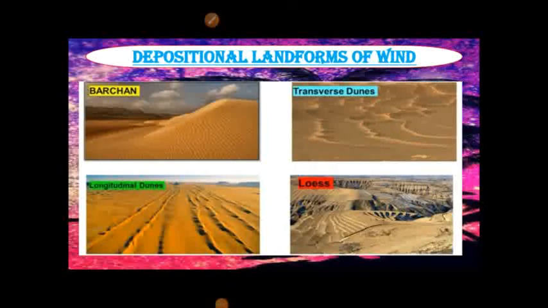Transverse dunes. It is asymmetrical in shape. They are formed by alternate slow and fast winds that blow from the same direction. Longitudinal dunes. Longitudinal dunes are long narrow ridges of sand which extend in a direction parallel to the prevailing winds. Loess. The term loess refers to the deposits of fine silt and porous sand over a vast region.